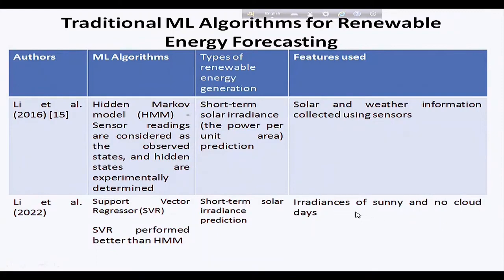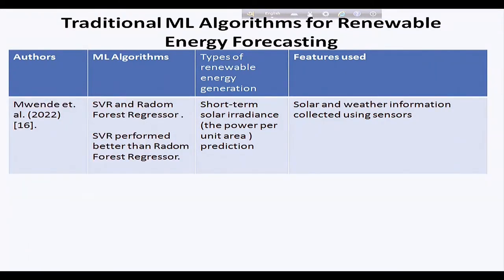So they have taken a series of days, some sunny days and some cloudy days, and they have calculated the irradiances, and this data has been collected. And using the data, they have trained an SVR, or support vector regressor, and then they have been able to achieve better performance than the hidden Markov model. Although the hidden Markov model is a very interesting model for handling sequential data, they have shown that the SVR performs better than the SVM.